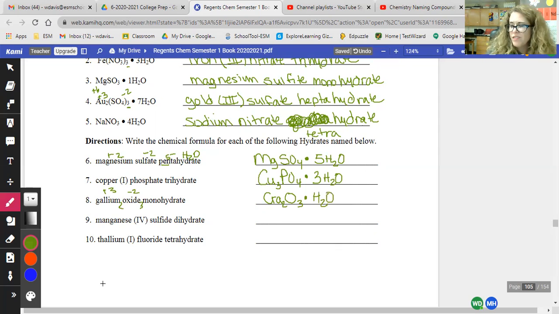You could also put the 1 in front, but chemists generally don't use 1s when we can avoid them, because when you write H2O, there is 1. So you don't have to do 1. It's like saying 1, 1.